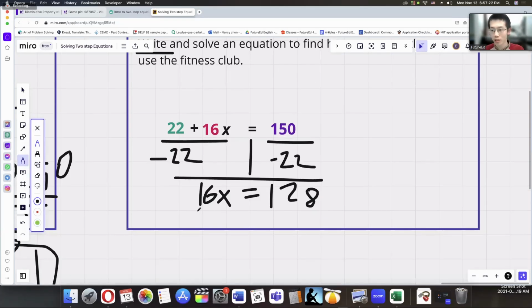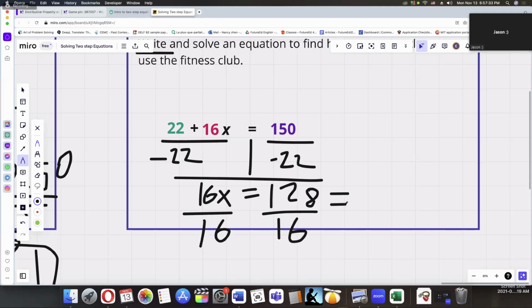Or you can just divide by 16, right? If you divide each side by 16, what's 128 divided by 16? Is it 12? Is 128 divided by 16 equal to 12? No, I don't think so. 128 divided by 16 is 8, right? Because if you play with powers of 2 a lot, you should know that. So you get x is equal to 8.